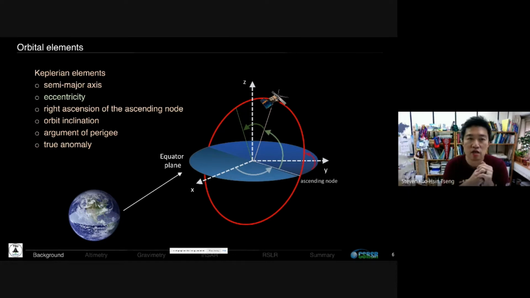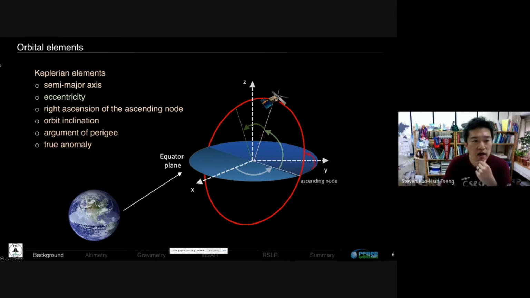We can sort of predict where it's going to fly in the next couple of hours or so. And we can also use that to predict the revisit period and so on.